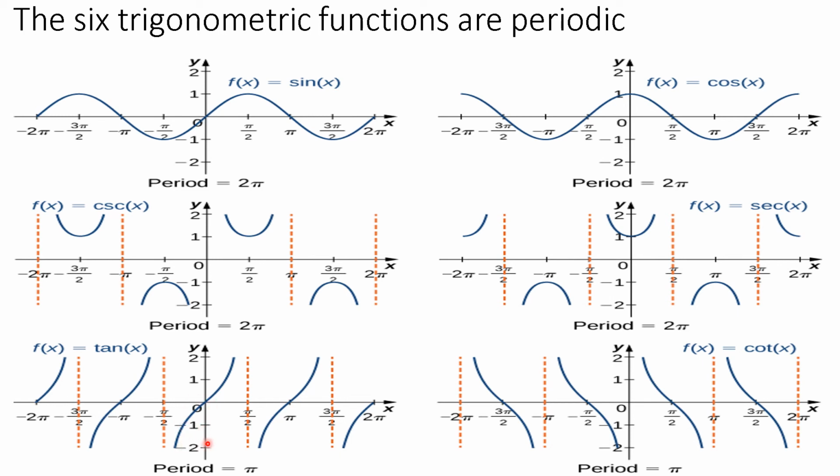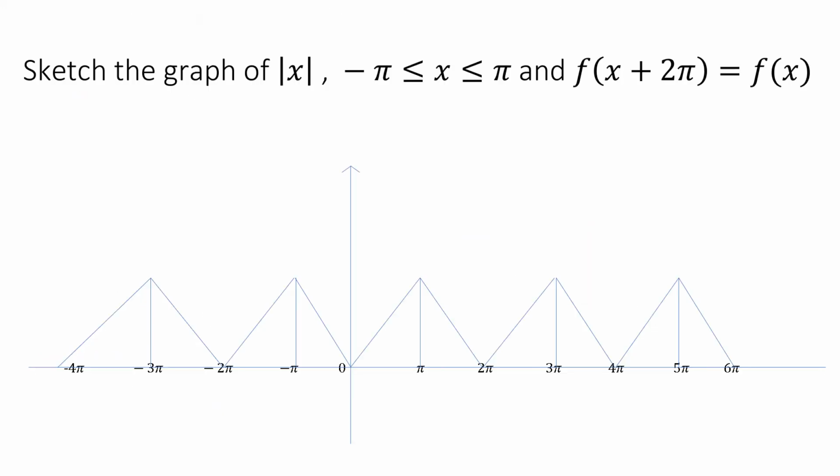Here, the period of this graph is pi by 2 minus minus pi by 2, which is pi. Similarly, cot also has period pi. This is the graph of modulus of x, with the period 2 pi. The period is pi minus minus pi, that is 2 pi.